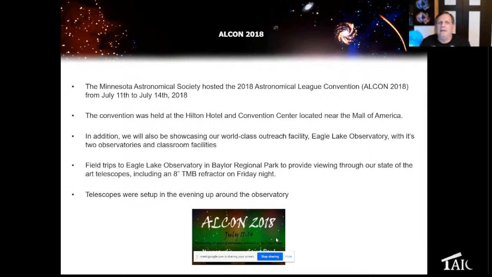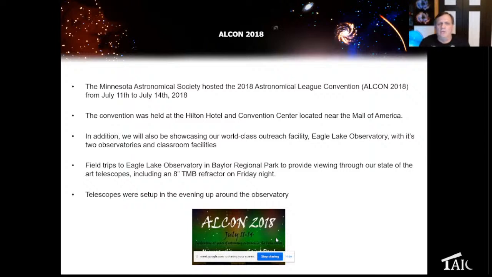Also in 2018, the Minnesota Astronomical Society hosted ELCON from July 11th to the 14th. It was held in Bloomington, Minnesota, probably 10 minutes from my house. I was pretty excited about that, as I had barely been in the club, and then we were hosting the ELCON. The highlights were showcasing our Eagle Lake Observatory, which has two observatories and classroom facilities.